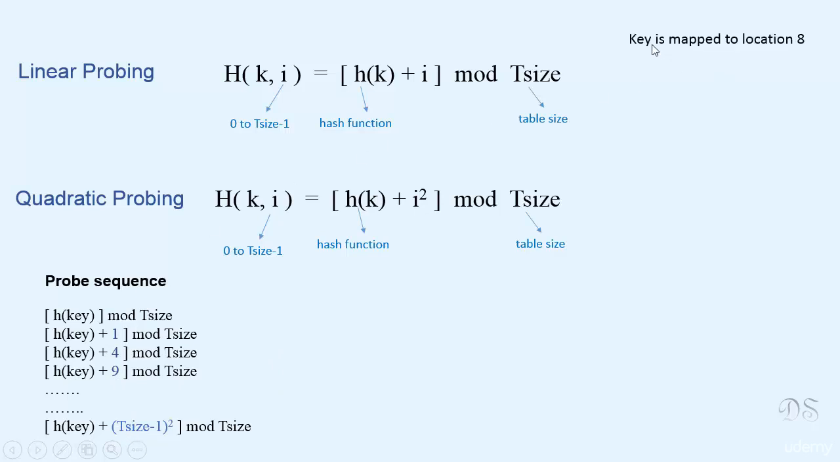Now suppose a key is mapped to location 8 by the hash function. In linear probing, we tried these locations. But in quadratic probing, we'll try these locations. We are adding 1 square, then 2 square, 3 square, 4 square, and so on. So in linear probing, we probed locations adjacent to the initial hash address. But here, we are probing widely separated locations. And this reduces the formation of clusters.